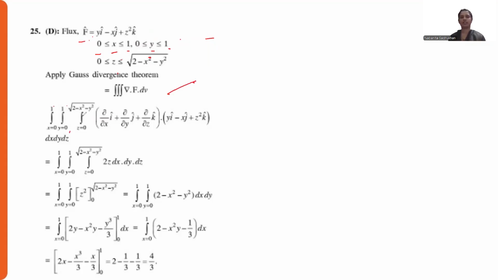So integration 0 to 1, integration 0 to 1, integration 0 to this factor, del del x i cap plus del del y j cap plus del del z k cap into this. And after solving this, we get the answer to be 4 by 3. Hence, we can say that option D is going to be our correct option. Okay.